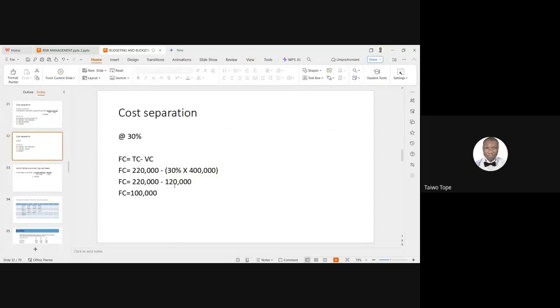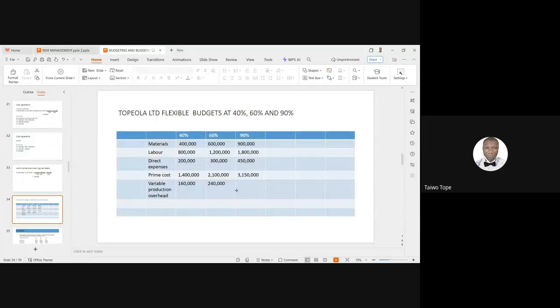And that is why, when we see activity level, 220 minus 120, so when you add, plus, I don't know if you get that. So your variable production overhead at 90% will be what? 360.